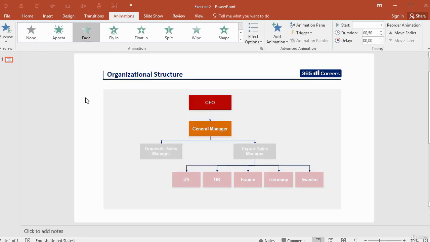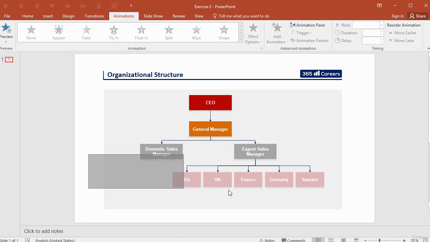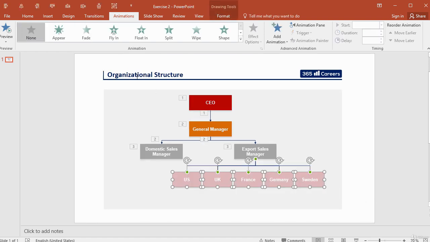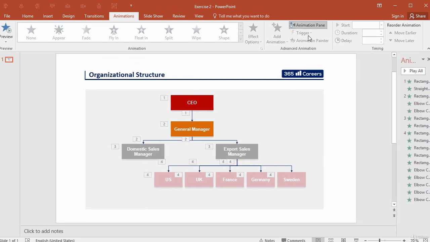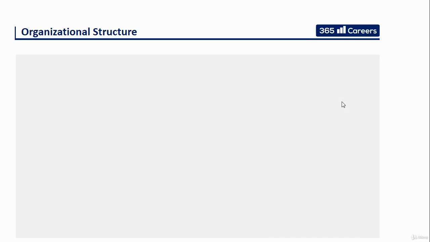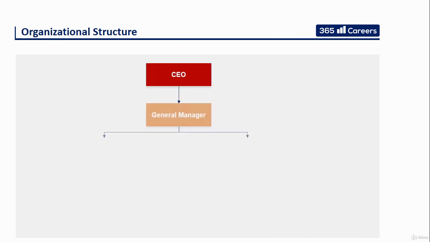Then I'll select the 5 boxes at the bottom of the scheme, and we'll assign them with a fade entrance effect. The slide is ready. Let's turn on slideshow mode and check out the animation effects that we created. Very elegant, right?